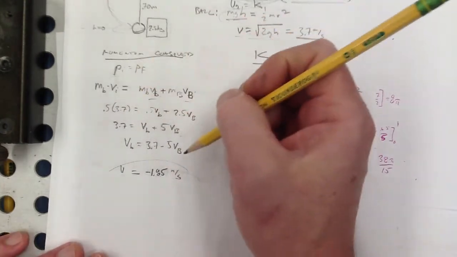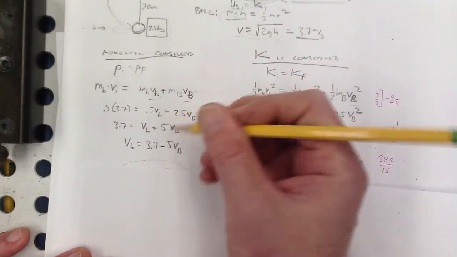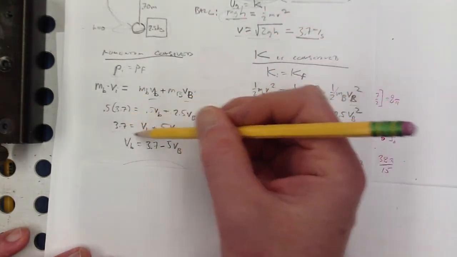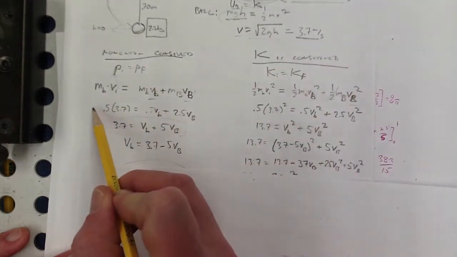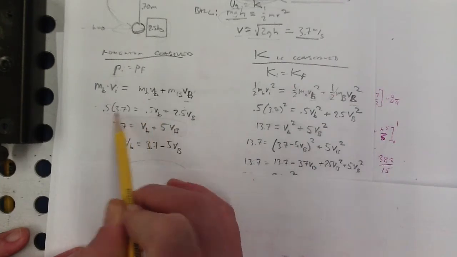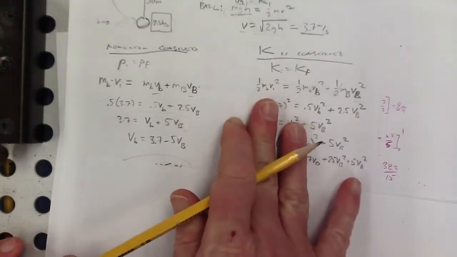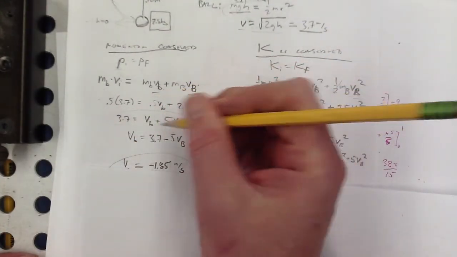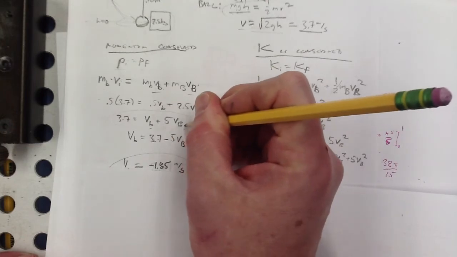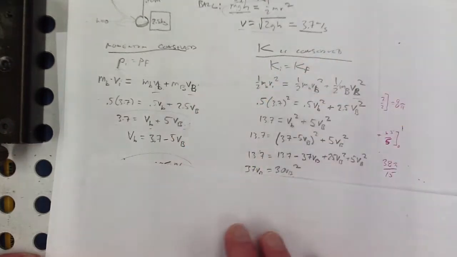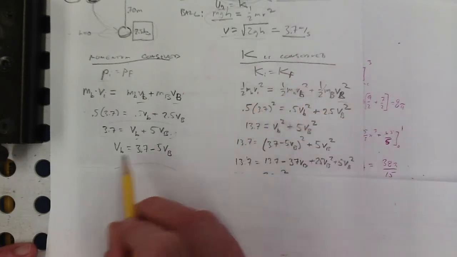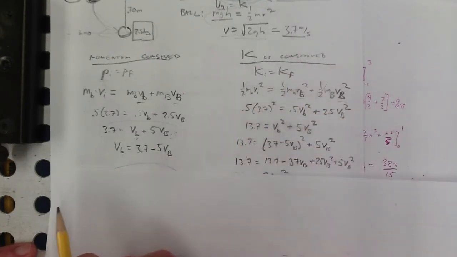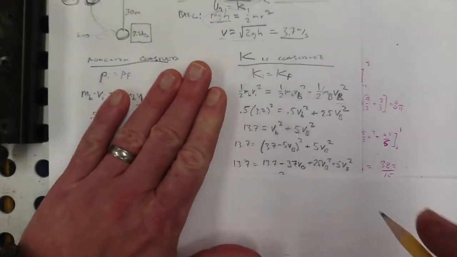So plug in some stuff here, and then I get this equation which relates v little b and V big B. I just multiplied it through by 2 here, by the way, to get rid of the 0.5s. So I need this kinetic energy relationship to finish the problem, because I have two unknowns here, so I'm going to need two equations.